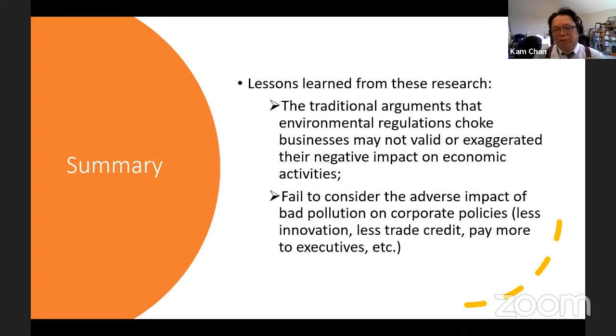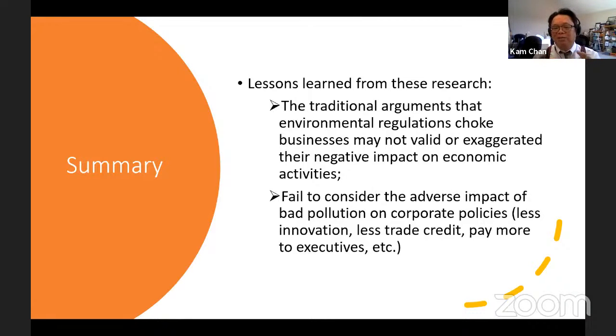So we had a lot of government officials actually in China as well as in US. So the traditional thinking is, hey, if you have tough environmental regulations, you choke business. Well, that argument may not be valid, or at least at the minimum, exaggerates the negative effect. Why? What I find out here is very robust. If you have good air pollution control, you have better innovation, you pay less, you have more trade credit, and so on. And all these are supposed to help a company, to help a business.